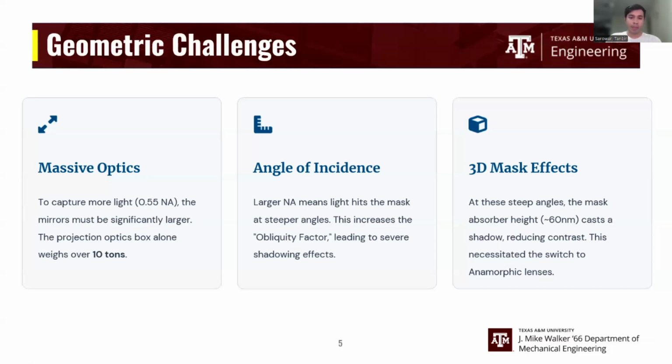Then we have the angle of incidence. The light hitting the mask comes at a much steeper angle than before. And because the light comes in such a steep angle, the physical height of the patterns on the mask casts a shadow on itself. So there's a shadowing effect, or 3D mask effect, from the reflective optics and the mask patterns themselves.